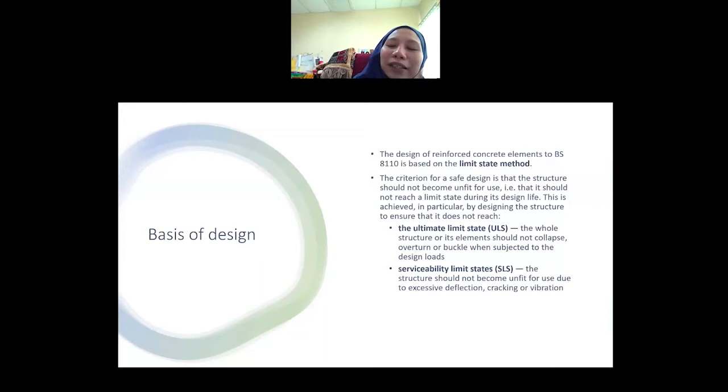However, in BS ni British standard eh, bukan bullshit. It is British standard. Okay, so this British standard untuk reinforced concrete nama dia 8110. Okay, kalau untuk steel ada lain. Okay, untuk design benda lain-lain adalah beberapa jenis BS eh. But for reinforced concrete it is 8110. So the design is actually based on the limit state method.